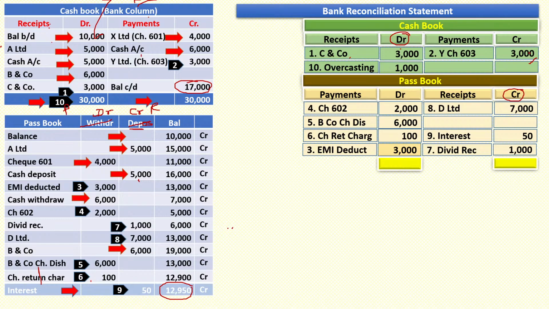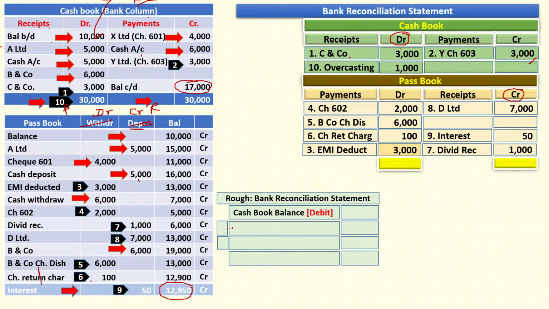Now let me group all these reasons for the differences, the disagreements. How do I group that? Before I go for that, let's see how you solve this. That's very, very important. For solving the bank reconciliation statement in a simple sense, if the bank balance is debit, remember what is to be added. We start with one of the books' balances.